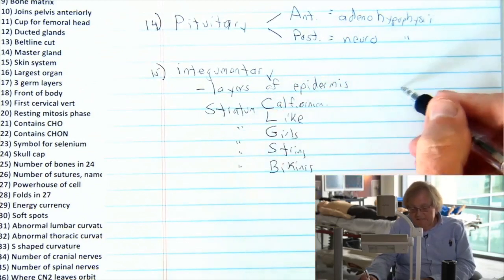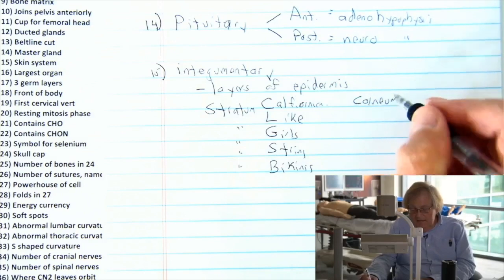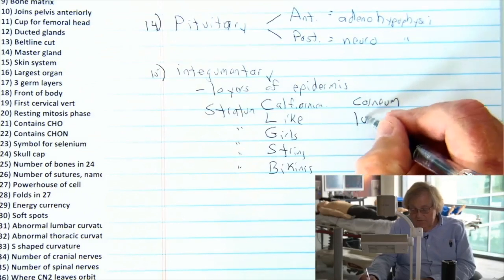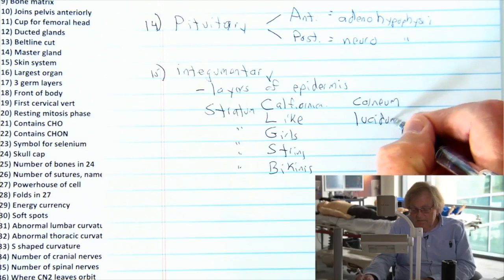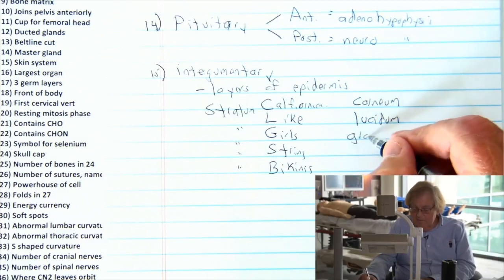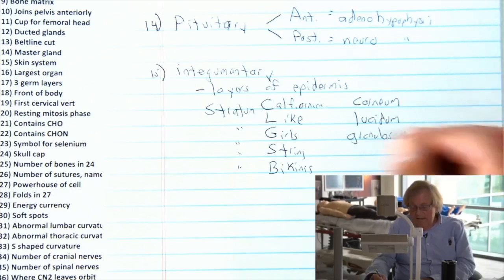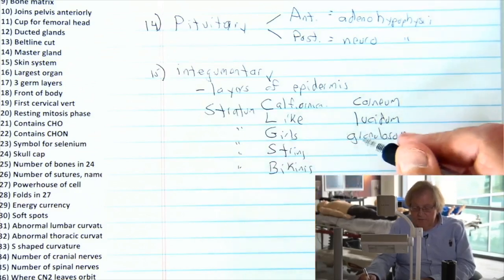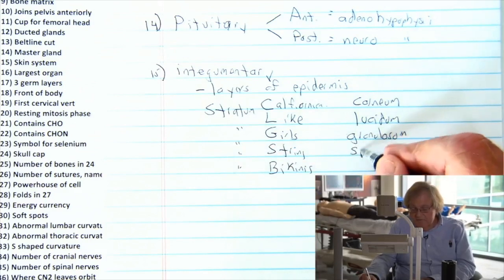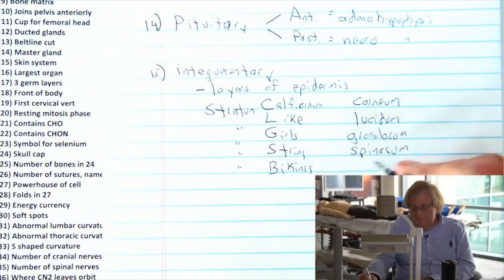C is going to stand for corneum. L is going to stand for clear or lucidum. G is to stand for granular or granulosum. S is going to stand for spicules or spines or spinosum. And B is going to stand for basal or basal layer.